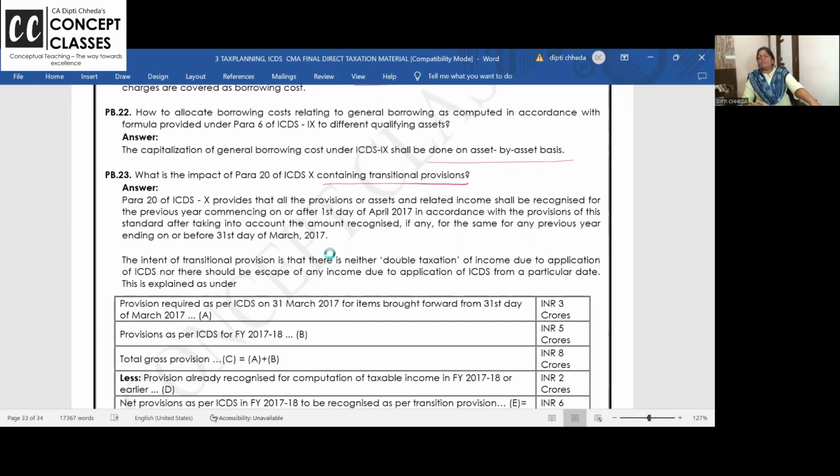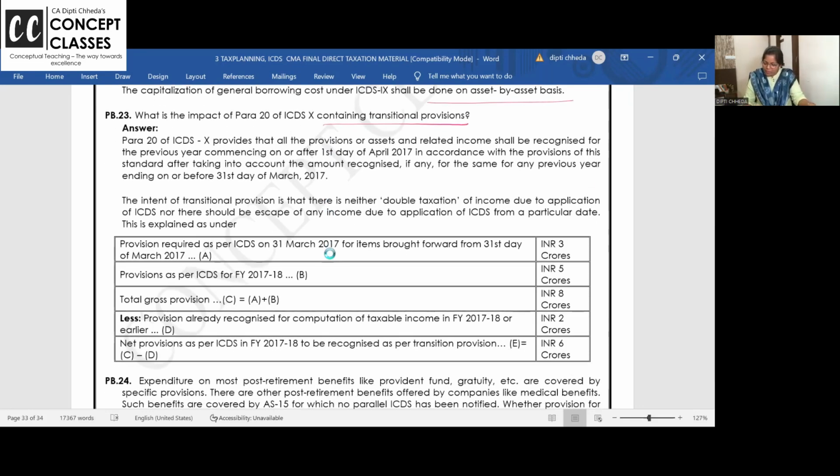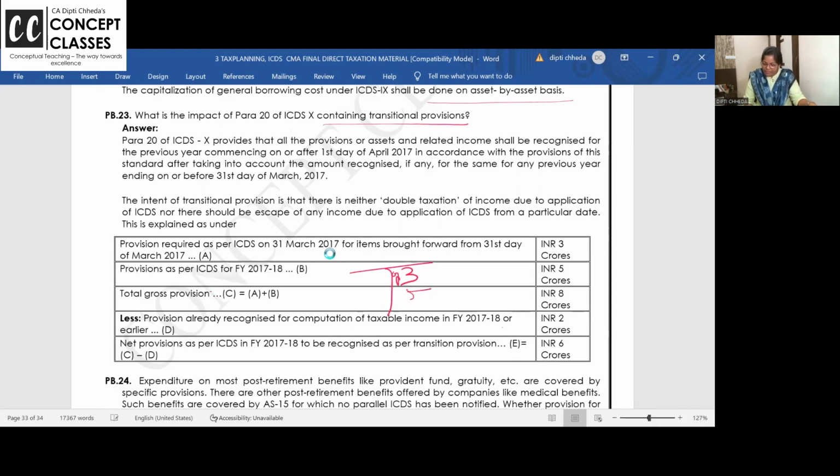Okay. Transitional provision means if there is a change in the provision. How do you recognize? Opening provision 3 crore. Provision as per 17-18, 5 crore. Total provision 8 crore. Already 2 crore provision recognized in 17-18. Now how much provision you recognize? 6 crore. Look at this. Opening provision 3 crore. During the year 5 crore. Total 8 crore. Already 2 crore you have put in P&L. How much more you need to recognize? 6 crore. Just put it in T format, it will be clear.